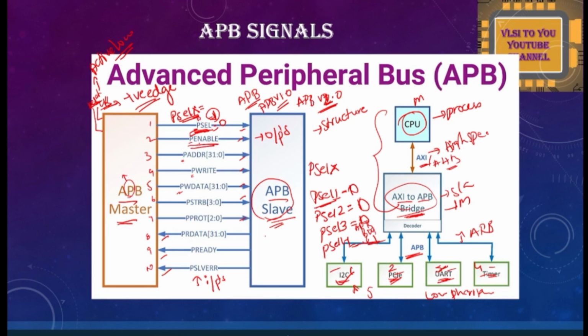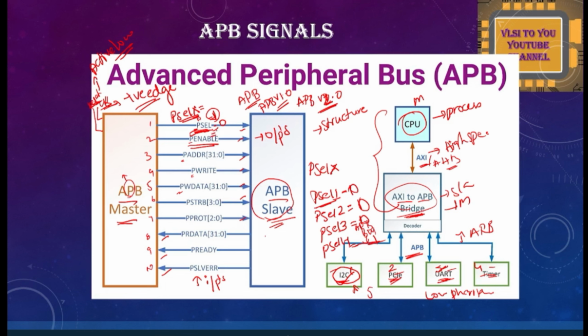Now coming to the next thing, which is PENABLE. PSELECT means the slave is selected, for example, I have selected this particular I2C. Now after selecting the slave, the master has to transfer the data to the slave, right? In order to transfer the data, the slave should be ready to accept it. That means the master should give some instruction before the transfer, saying that it is going to send some data. So that is done by PENABLE.